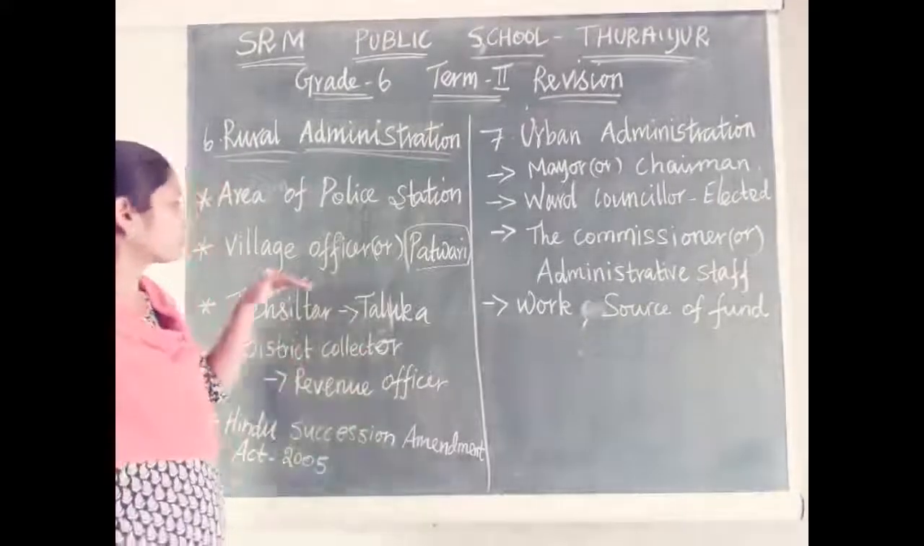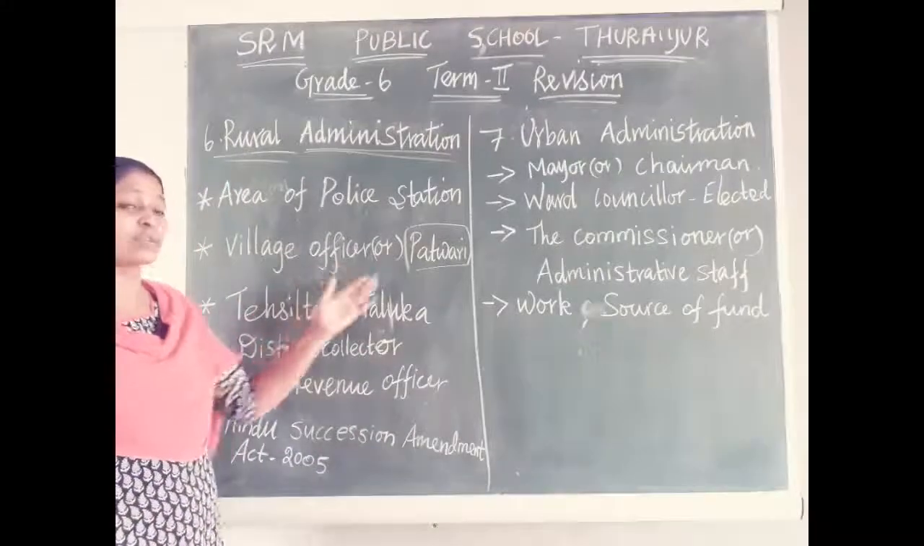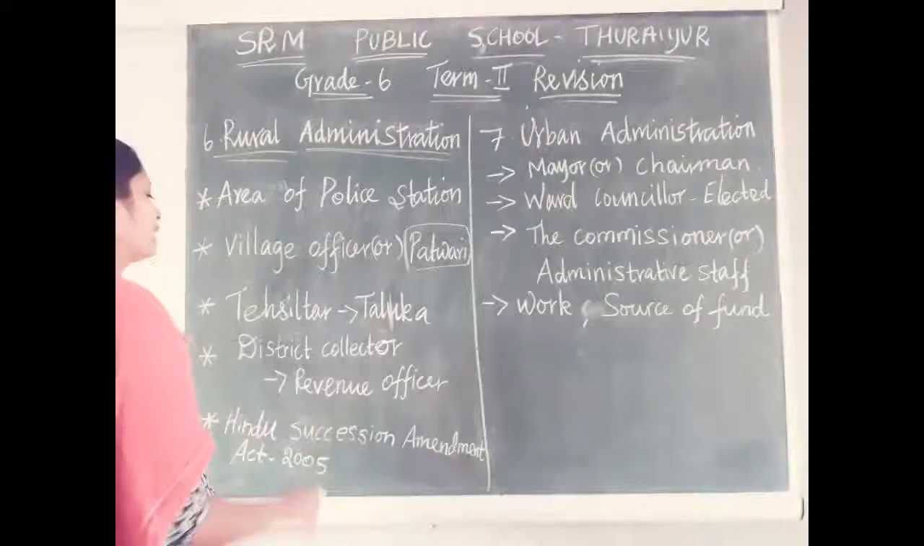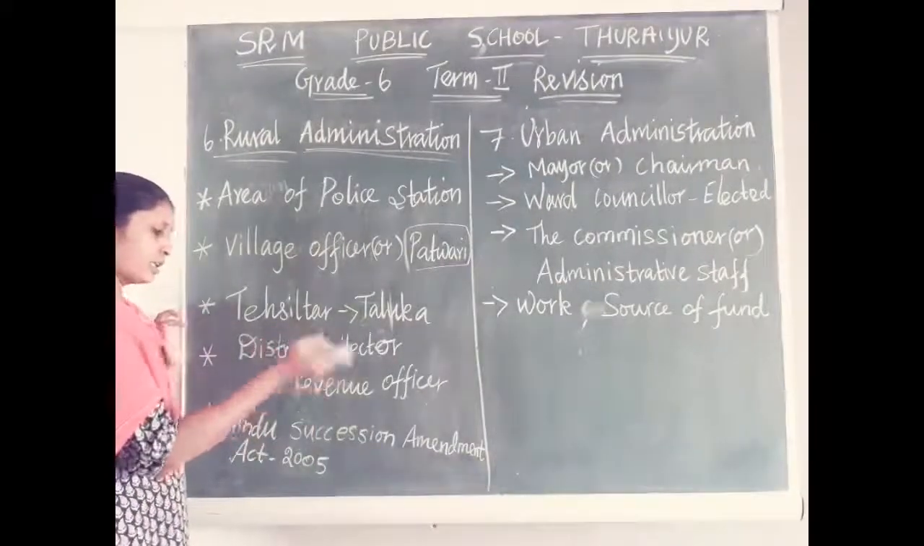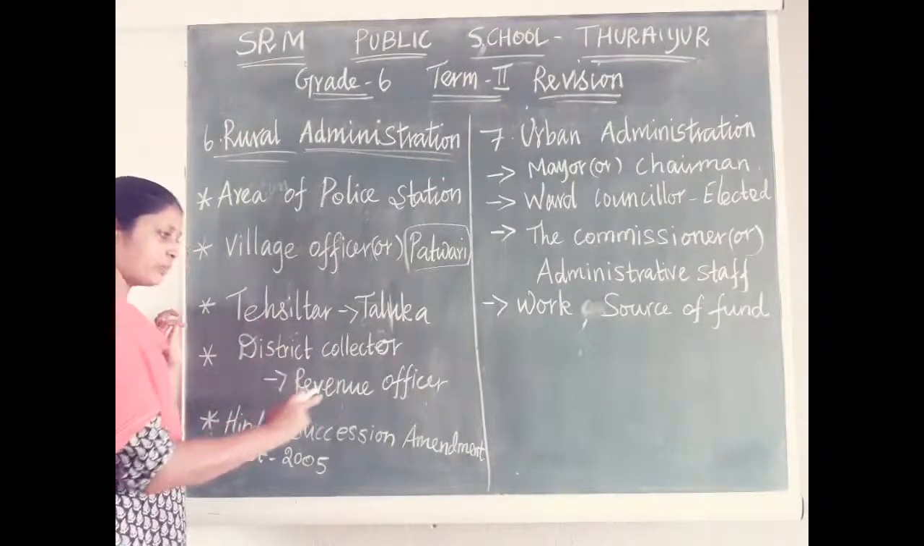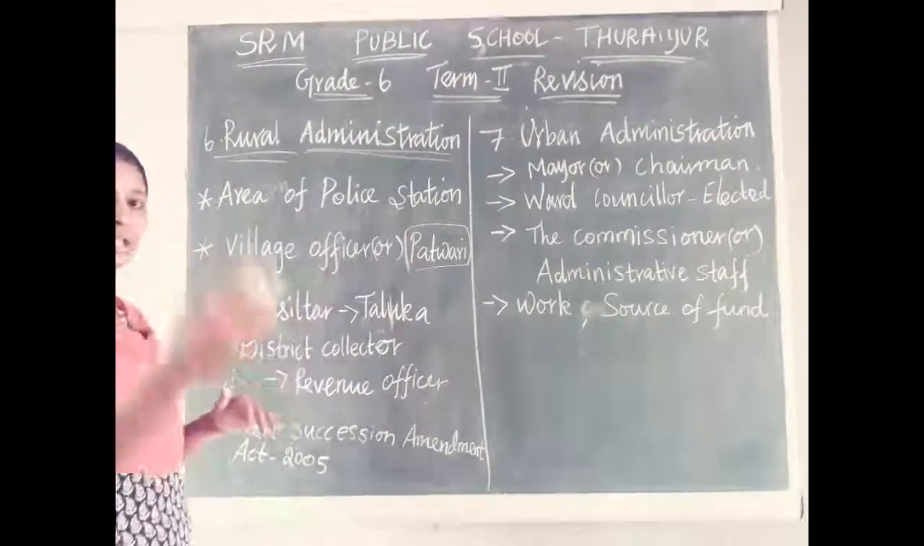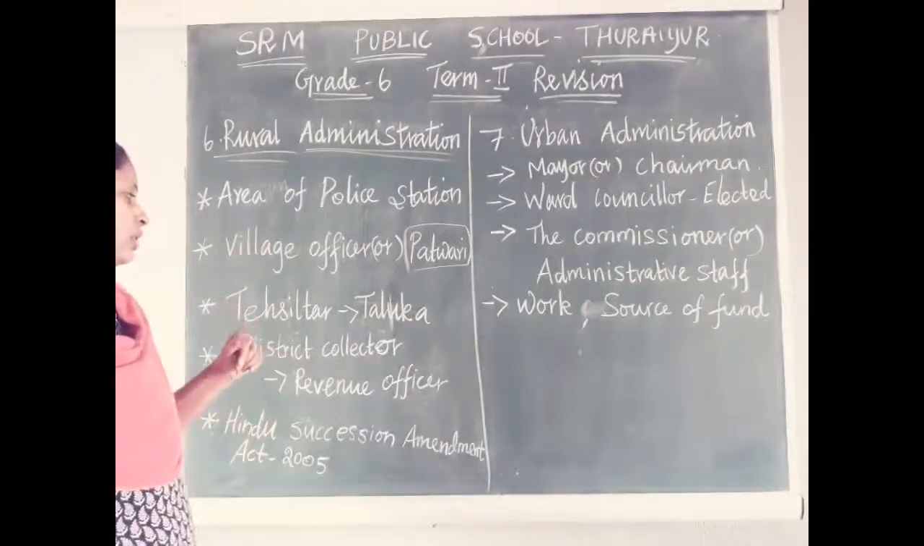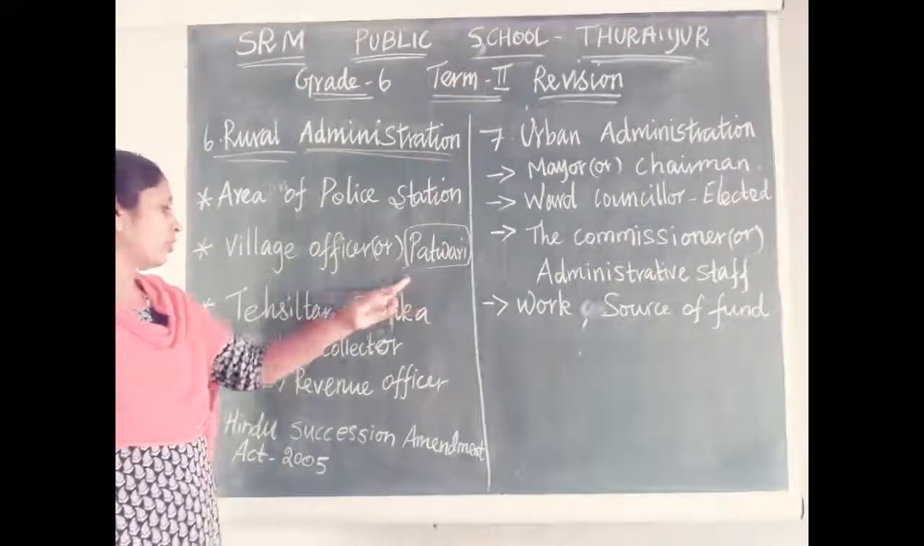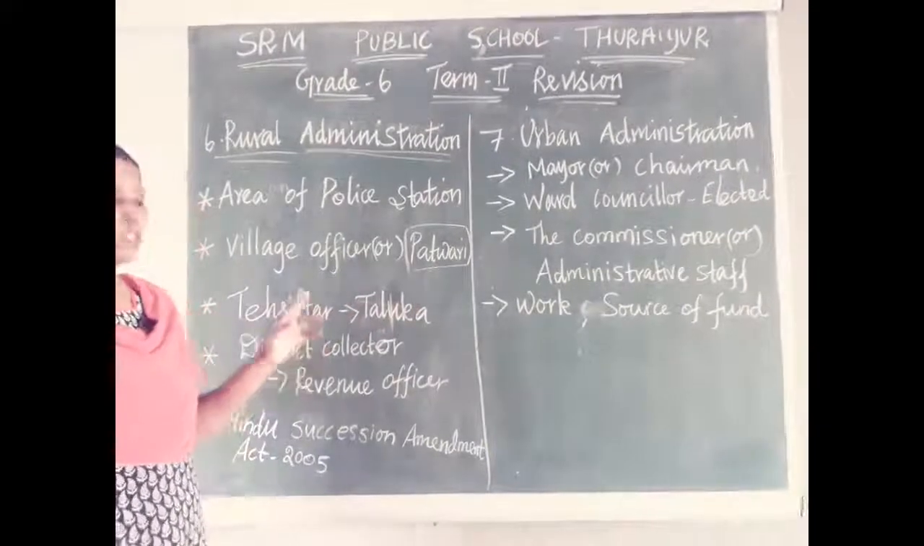So who are the superiors of the Patwari? Tahsildar, district collector, revenue officer. So these three people are superiors. They are the higher officials of the Patwari. So this Patwari often has to submit his record to the Tahsildar.